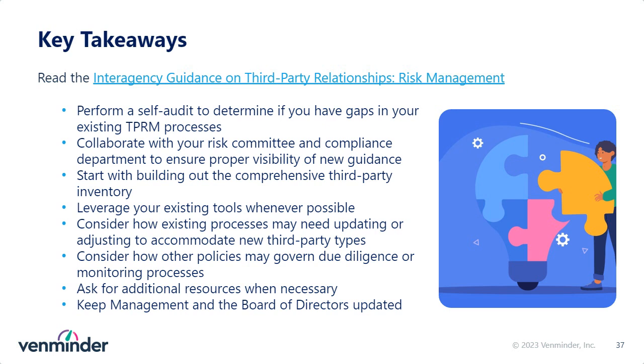But start building your inventory, because that will help you create groupings of relationship types. And then once you have those groups, then you can start figuring out how to leverage your existing processes, but also adjust your existing tools. So once I know that I have 10 different types of relationships, then I can think if I need 10 different vendor risk assessment questionnaires. Always think about how other policies may be governing that due diligence or monitoring process.